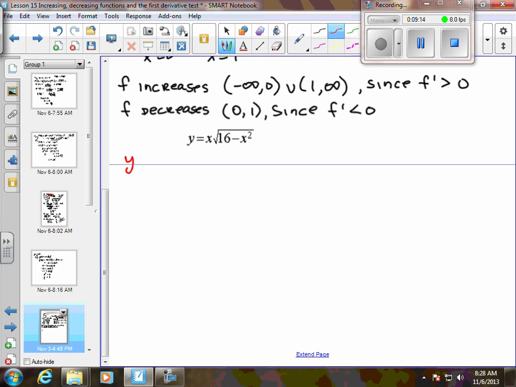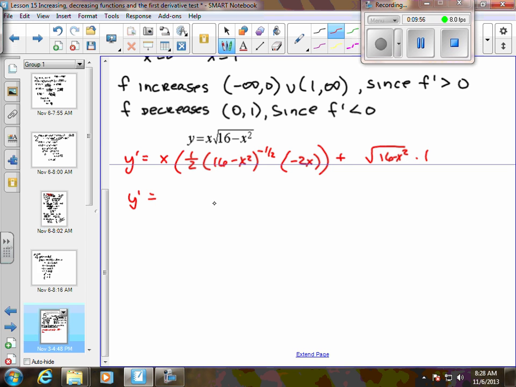Okay, so the derivative, I'm going to have x times the derivative of the square root part, which is 1/2 the quantity to the negative 1/2 times the derivative of the quantity, plus the square root part times the derivative of x. So as we have been practicing, we want to simplify this to get it in a user-friendly form.